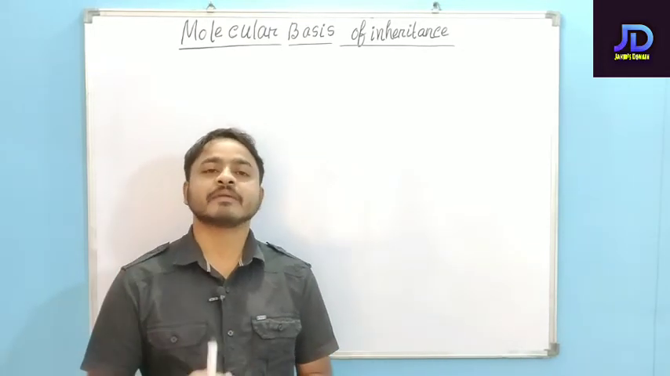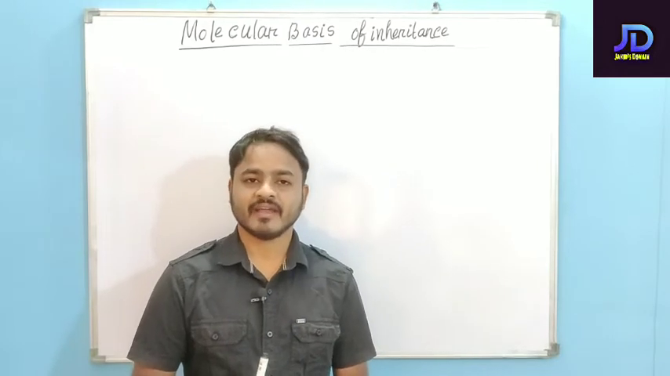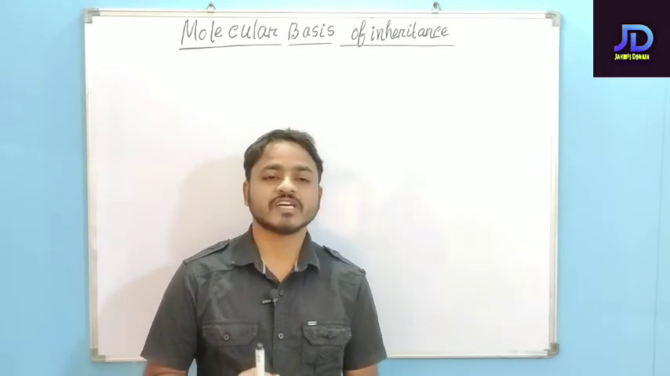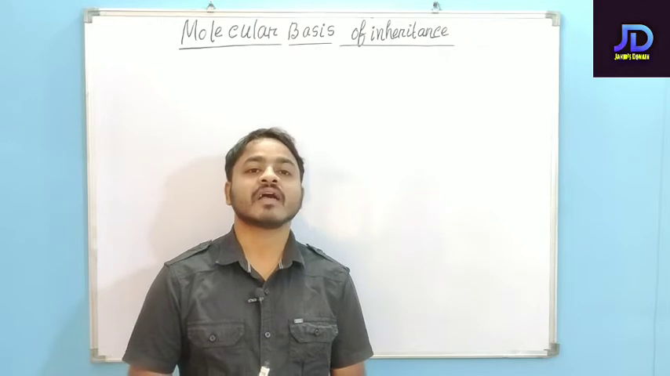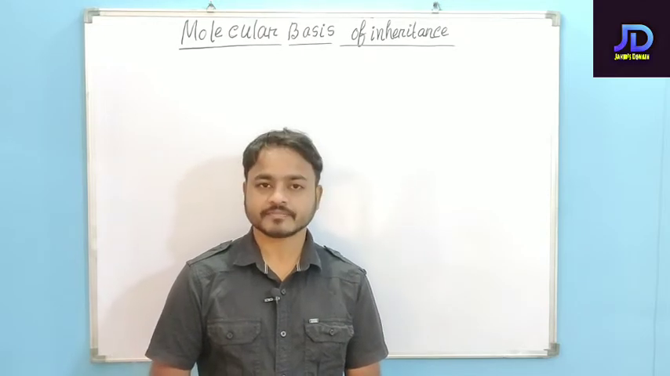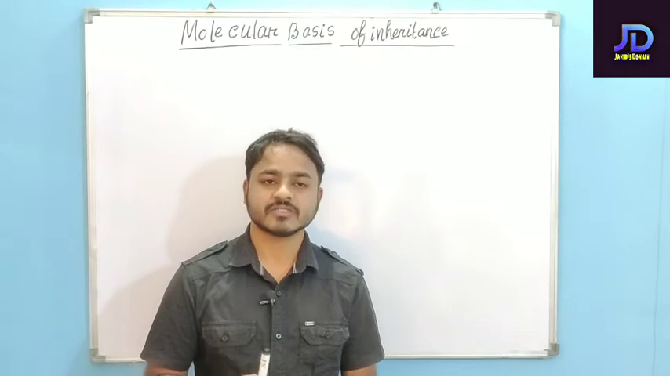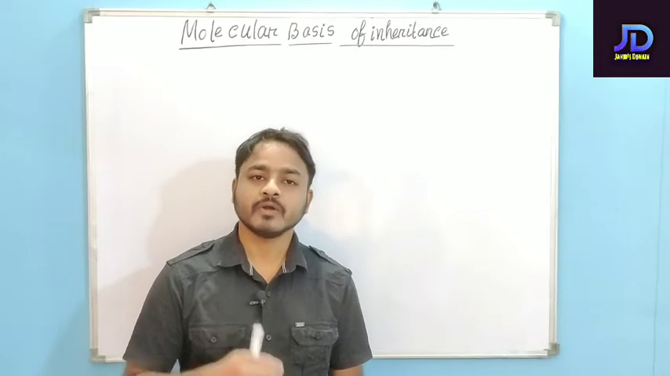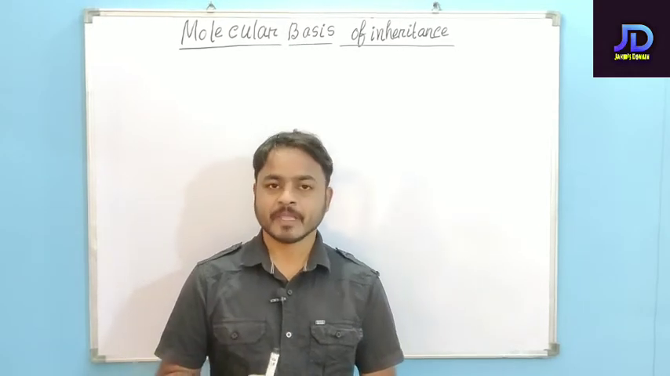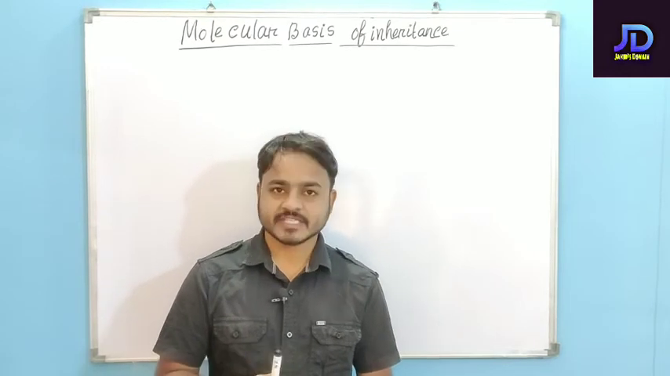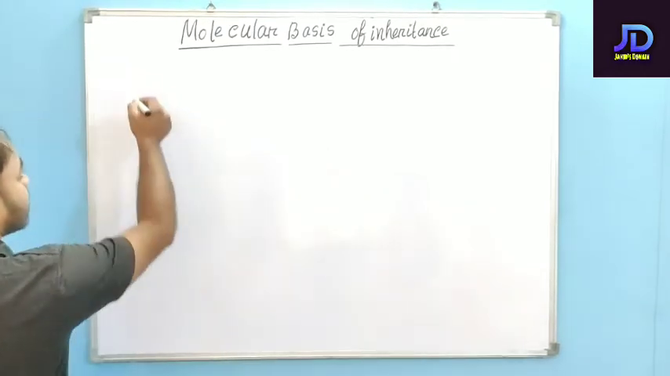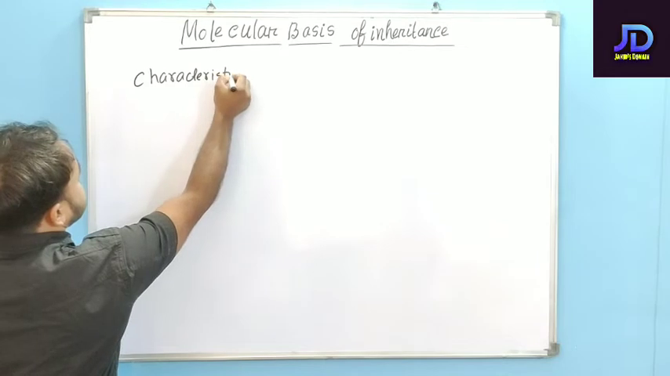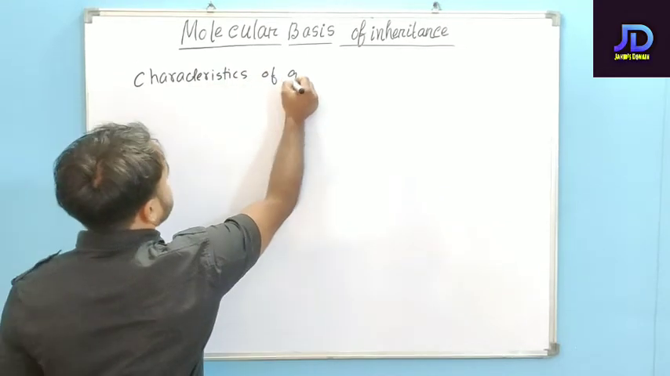And you know, the genetic material can be DNA or RNA. Now before going to details about the structure of DNA or RNA, we must first know the characteristics of a genetic material. Based on what criteria or what characteristics a substance can be identified as the genetic material, we will discuss those characteristics. Basically, there are few characteristics of genetic material. We will see what are the characteristics of genetic material.